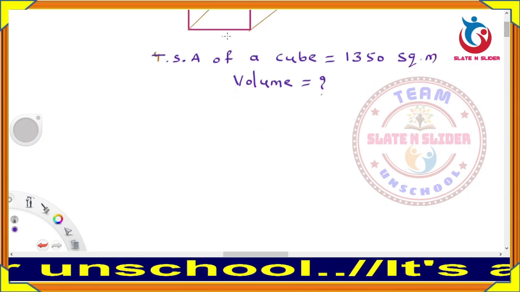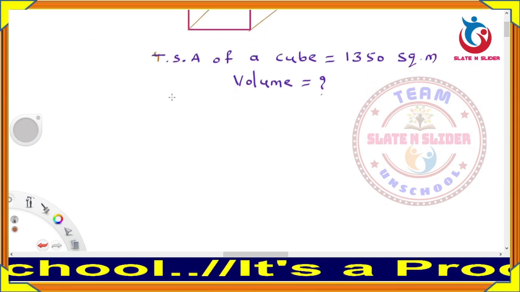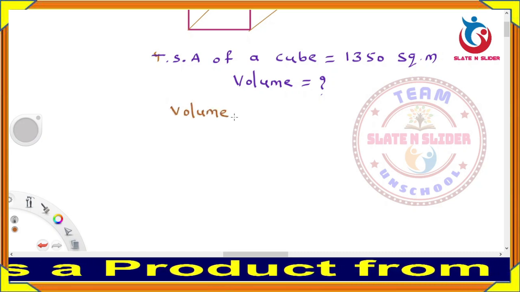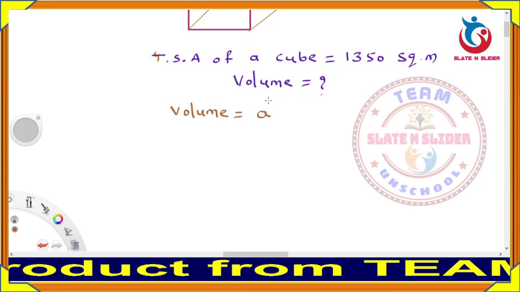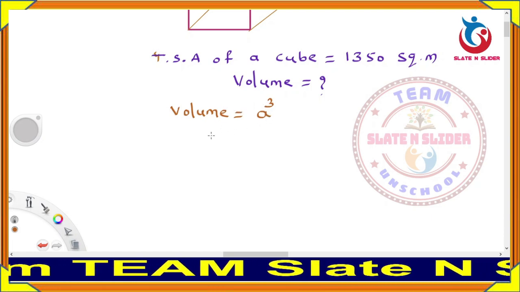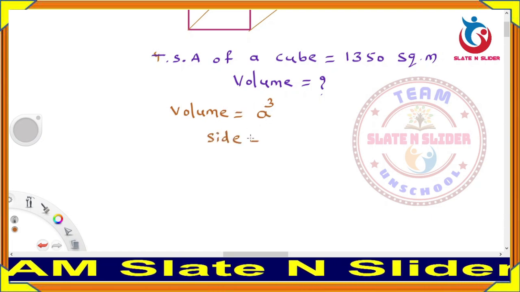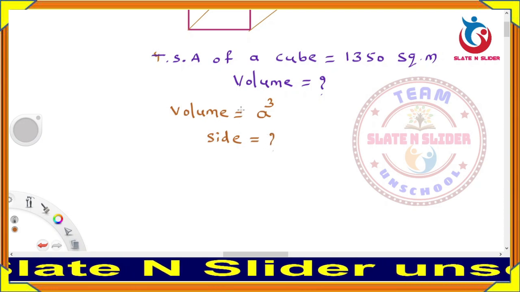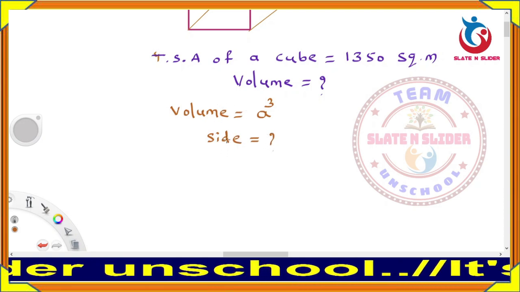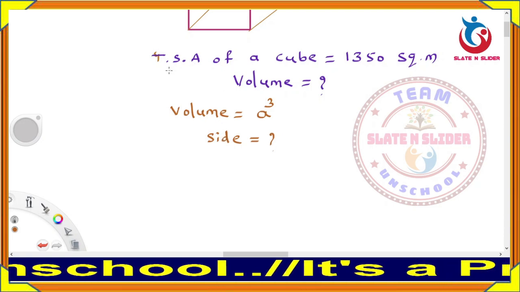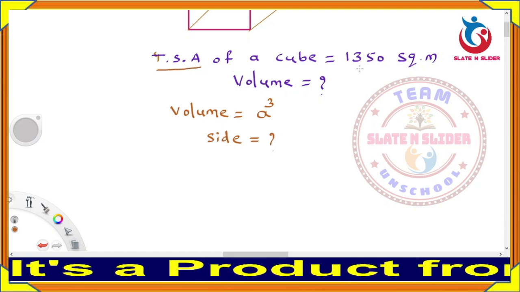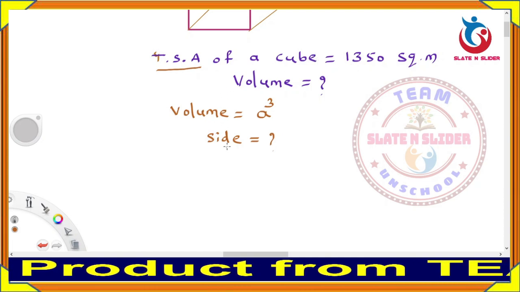First of all, we should write the formula for the volume of a cube. So the volume of a cube is equal to a cube. This is the formula. So what is a? A means side. So we should find the side. If you know the side, then we can easily find the volume. So to find the side, what do we require? Here the total surface area of a cube is given. So from this we can extract the side.